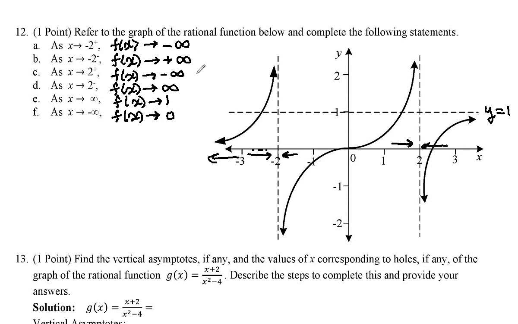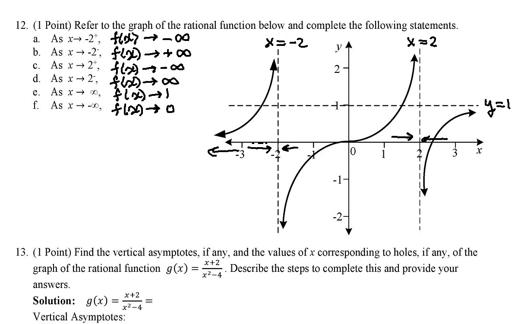So they never reach these values, but they get closer to them. So our vertical asymptotes are x equals -2 and x equals +2. The function goes to minus or plus infinity. Horizontal asymptotes are y equals 0, the x-axis, and y equals 1.